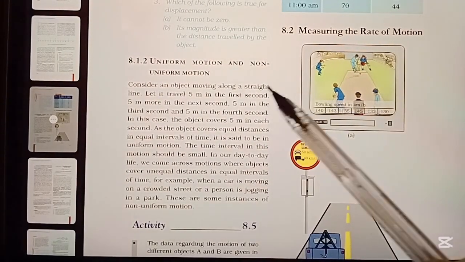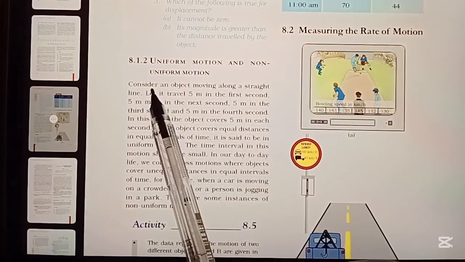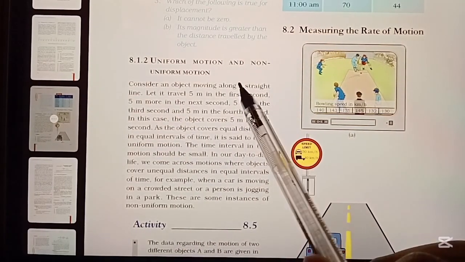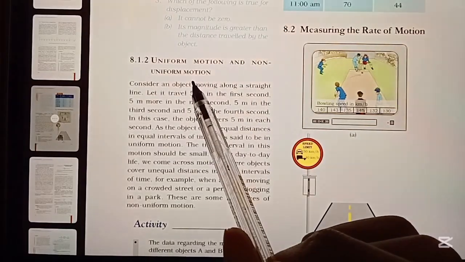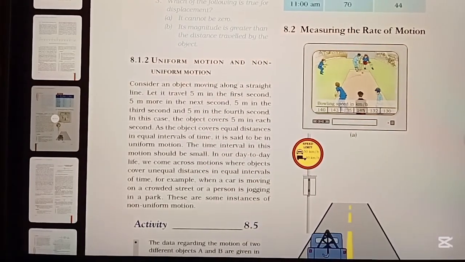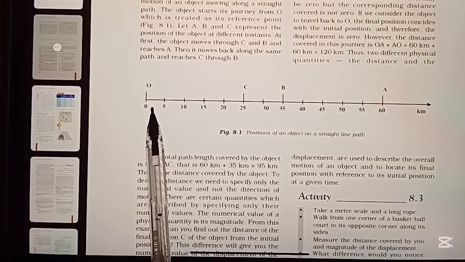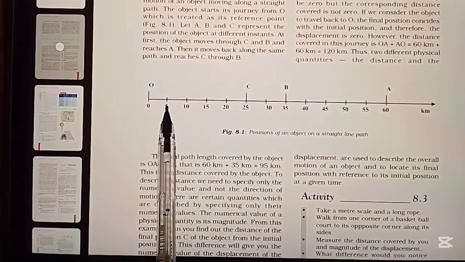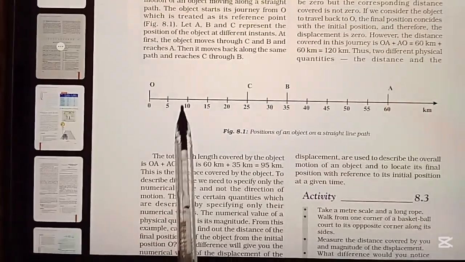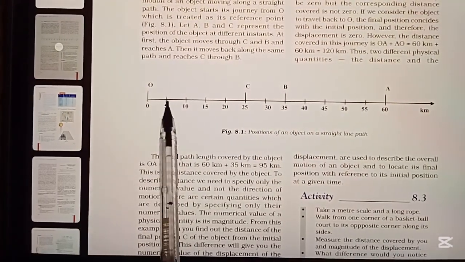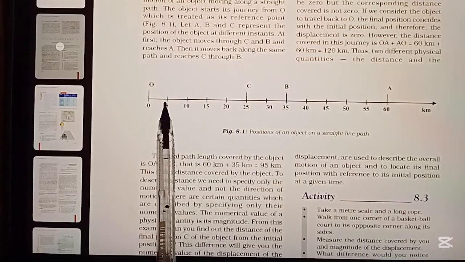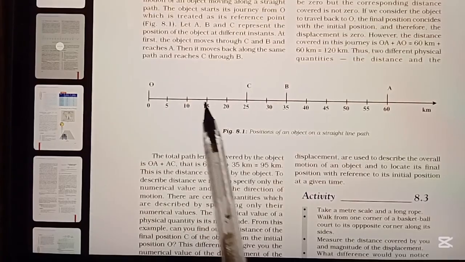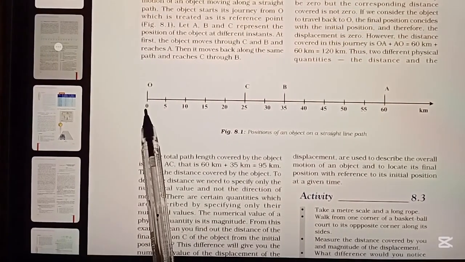The next topic is uniform and non-uniform motion. Motion is of two types, uniform and non-uniform. Uniform motion is the type of motion in which the object moves at a constant speed. Let's take this example. If the object moves 5 kilometers in 1 second, that is uniform motion. Each 5 kilometers the object travels in 1 second, then it is uniform motion.